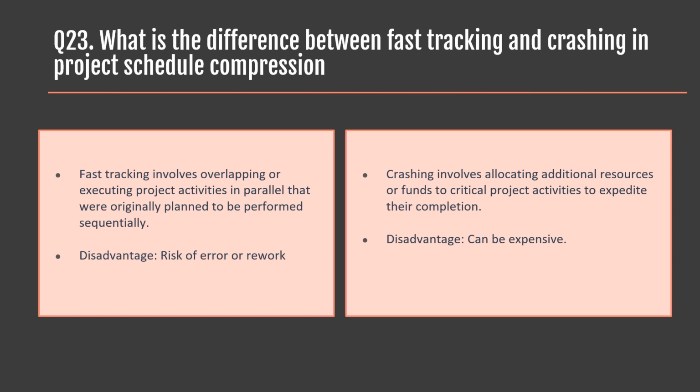Question number 23. What is the difference between fast tracking and crashing in project schedule compression? Fast tracking and crashing are two techniques used in project schedule compression to accelerate the project timeline and meet deadlines. Fast tracking involves overlapping or executing project activities in parallel that were originally planned to be performed sequentially. A disadvantage of this method is that it can increase the risk of errors and rework.